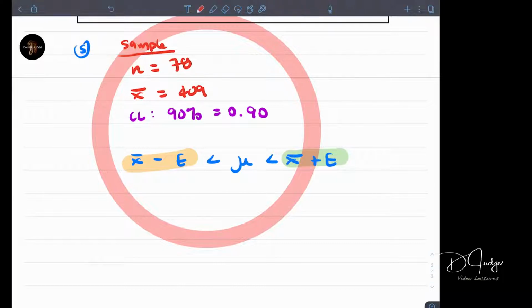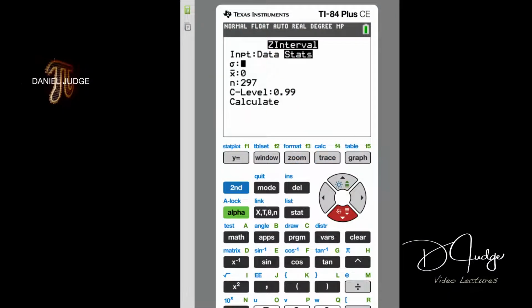That's known. Okay, fine. So standard deviation is 37. The sample mean was 409. They gave that to us. The sample size in this case is 78. And then this is the 90%, I believe. Yeah, 90% confidence level. So we're going to hit calculate. And ladies and gentlemen, this is our answer here.